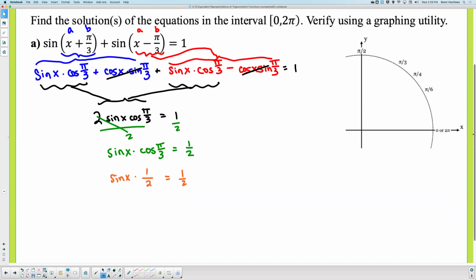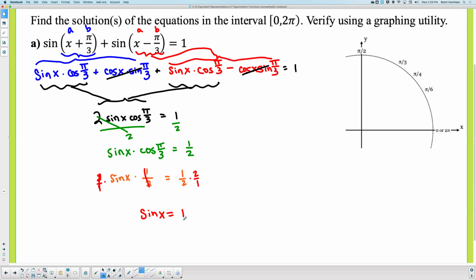Now, what I would do algebraically, if I'm multiplying by 1/2, you could say divide by 1/2, but with fractions, it's easier to say multiply by the reciprocal. So I will multiply both sides by 2 over 1. This 2 over 1 cancels this 1 over 2. So you're left with sine x equals, and just to make sure you understand, 1 times 2 is 2, 2 times 1 is 2, 2 divided by 2 is 1.